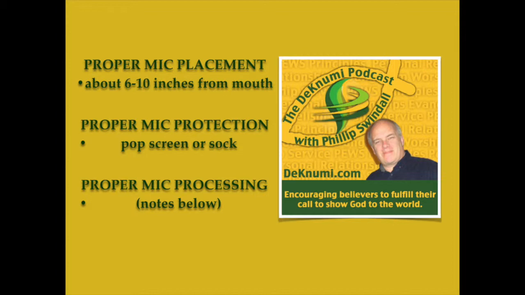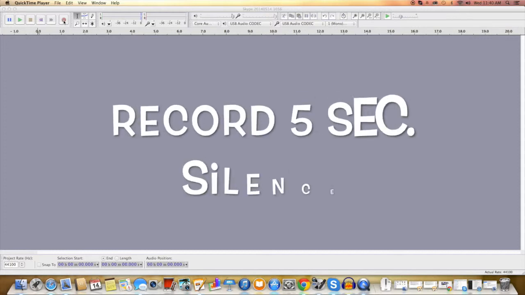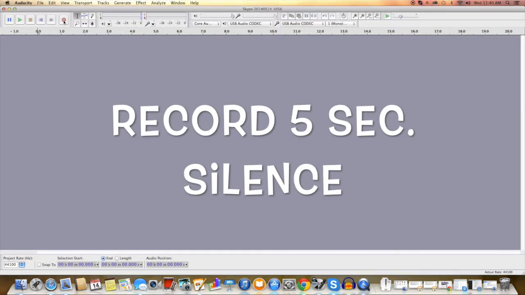The first thing we want to do is to record about 5 seconds of silence, and we'll explain that a little bit later. But we're going to record about 5 seconds of silence, and then we're going to talk a little bit, and we're going to process this sound and make it sound even better. So let's start with the 5 seconds of silence.